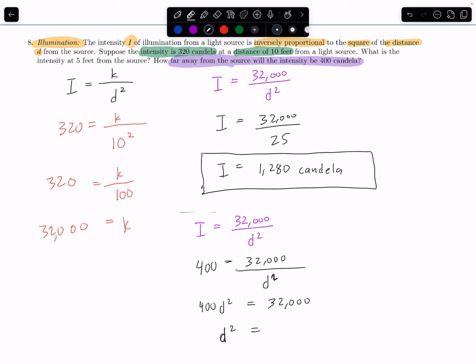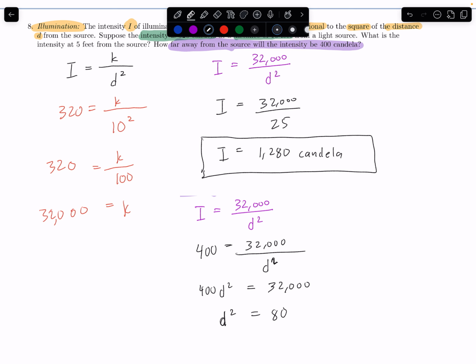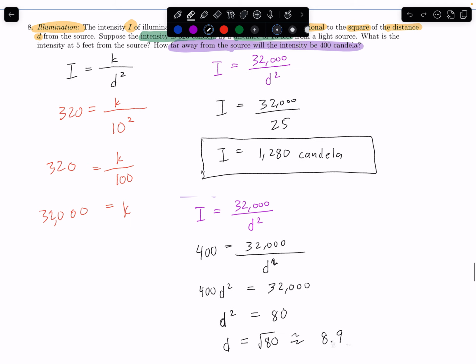Now, I'm only really concerned with the approximation. So I'm just going to go ahead and take square roots. d is the square root of 80, which is approximately 8.94. And what is the unit of measurement here this time? That one is in feet, yeah? Because the distance was being measured in feet.